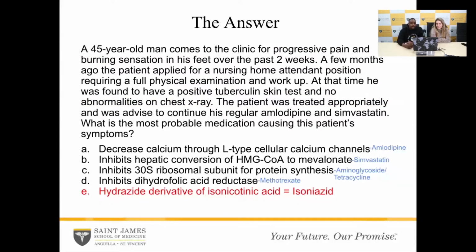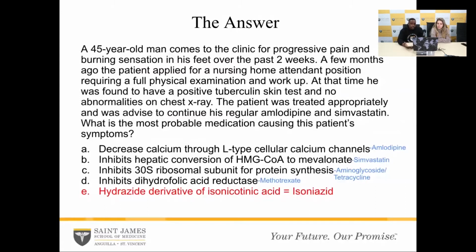So the first three options before: the first one was talking about a calcium channel blocker. That can cause swelling in the legs, but it won't cause neuropathy. The second one, simvastatin, can cause muscle pain, but not the burning sensation that you'll have in the feet. It'll be more like a cramping, localized pain. The third one is antibiotics. This is not the antibiotic you will give to this patient to treat for TB, which would either be an aminoglycoside or tetracycline, and the side effects of those are different and don't cause neuropathy. And same thing, methotrexate can cause some deficiencies and some problems, but neuropathy is not seen with methotrexate.